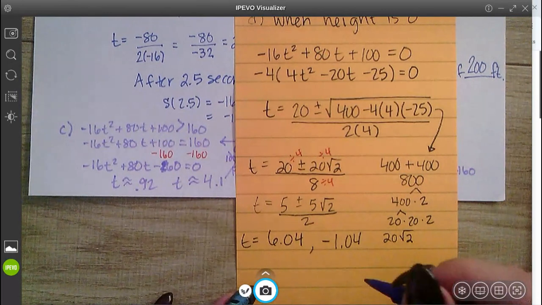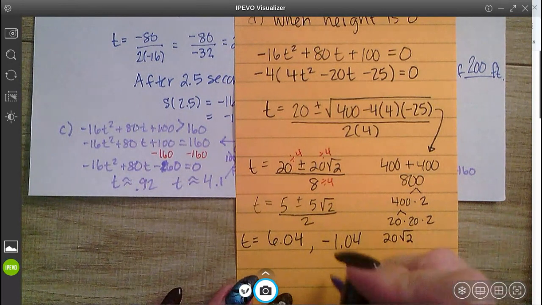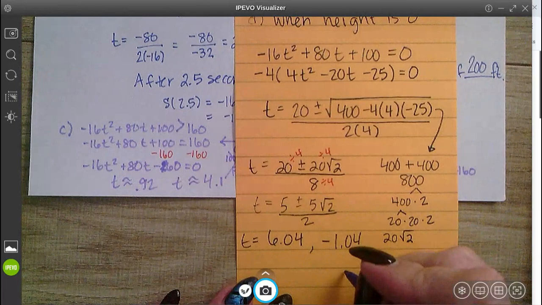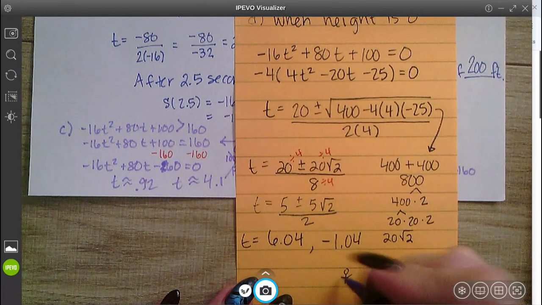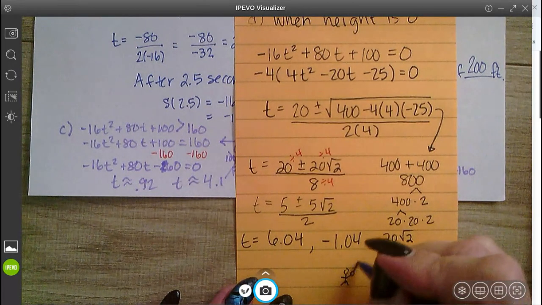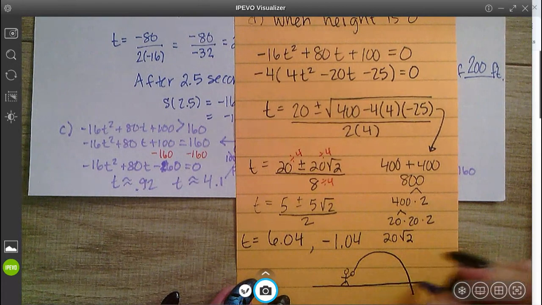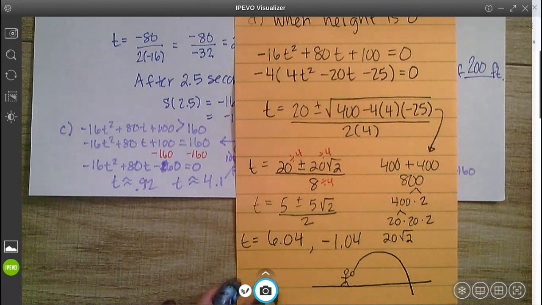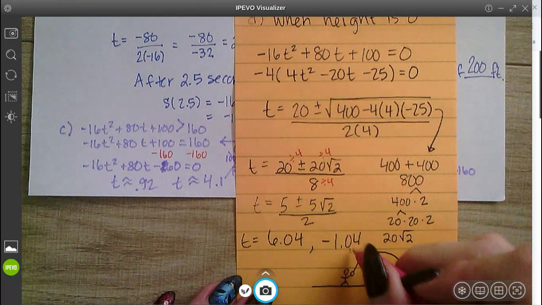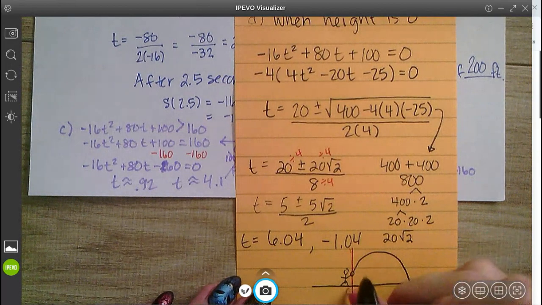So what makes sense about this is that I'm throwing a ball up in the air. So here I am, a person, throwing a ball up in the air, and it's coming back down. Well, here's the ground. The time that I release the ball is at t equals 0. So right here is t equals 0.